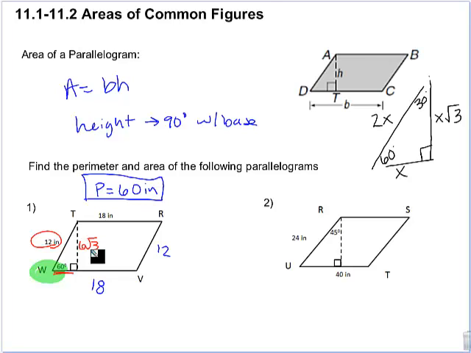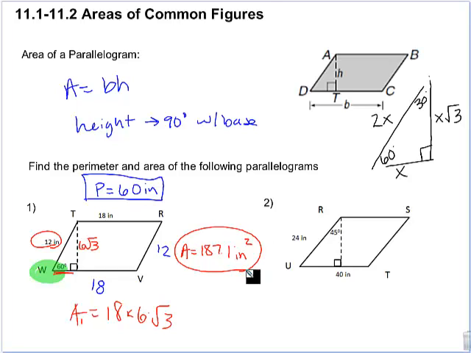So the area would be 18 times 6 times the square root of 3. So what do you get when you multiply those together? Let's go to the 10th. 187.1. How do you label area? Inches. Inches what? Square. Inches squared, or square inches.